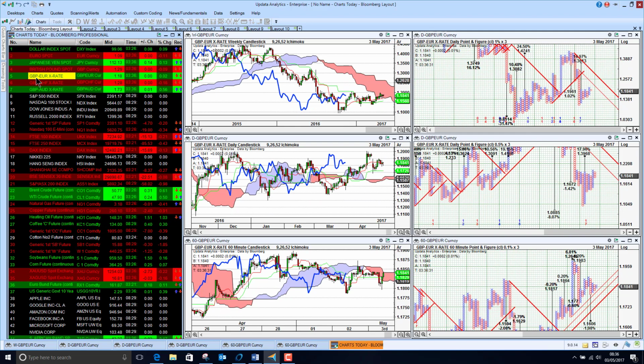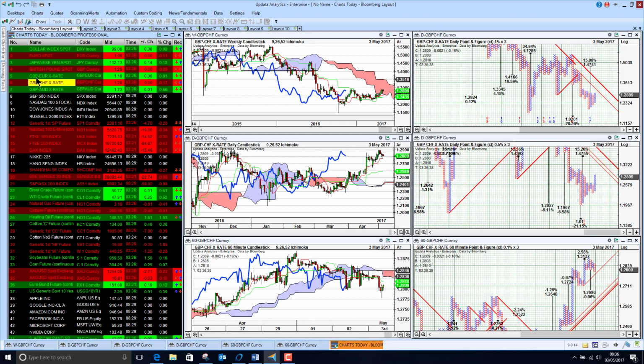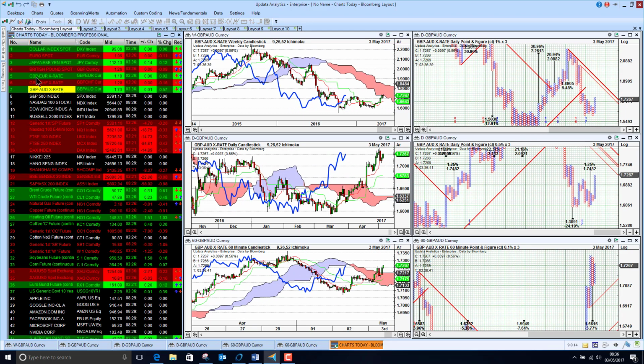Looking at euro sterling, fairly flat here. Both currencies fairly aligned over the last few days. And against the Swiss franc, just deteriorating slightly. And the Australian dollar has really weakened against sterling here from 160 to 172. So we're seeing that as well.